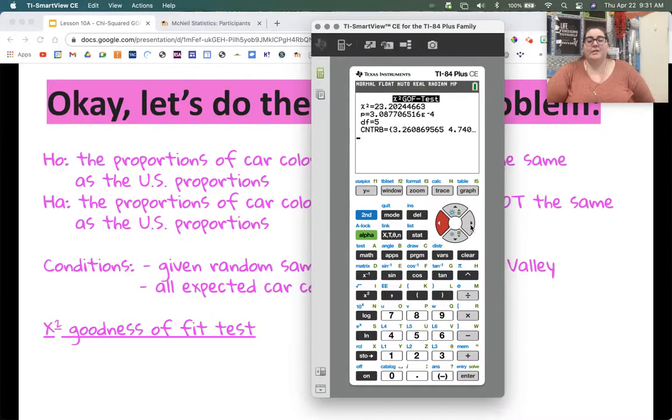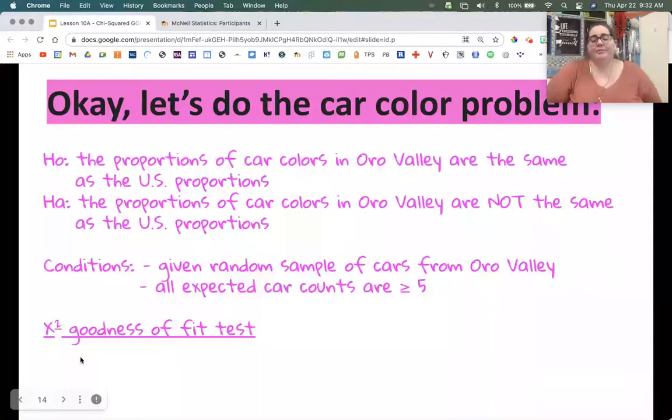You don't necessarily need to know that, but sometimes it's helpful to know which one of these categories is doing the most damage to the chi-squared value, right? It looks like that second category, that black category, was the most different from what we would have expected. You don't need to write that down. I was just putting that in there.